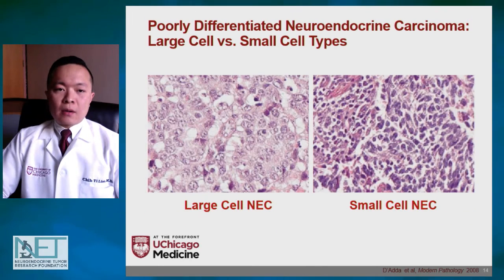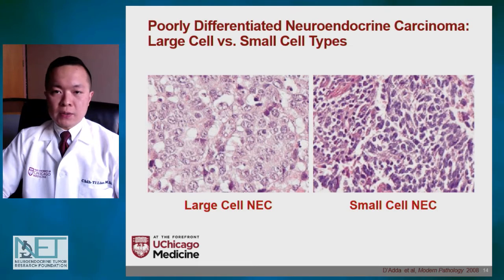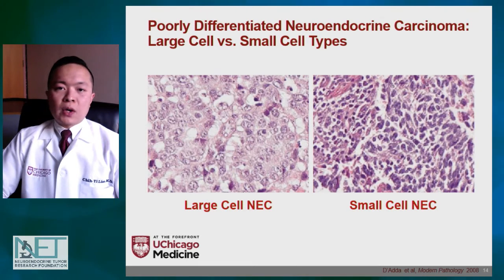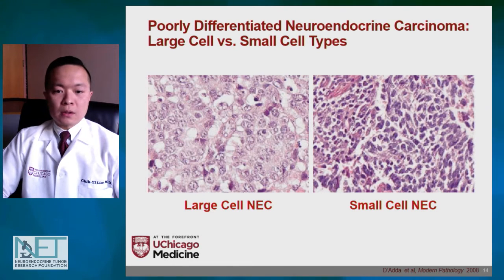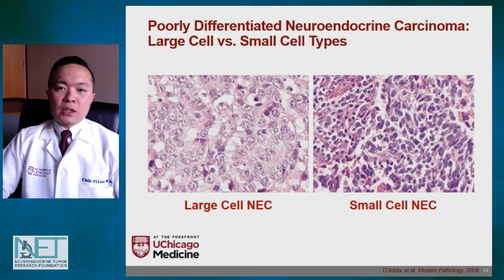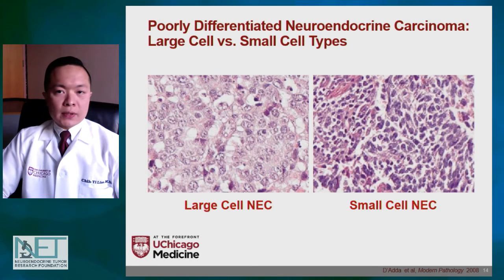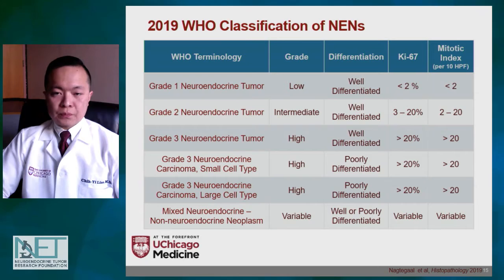And just a note about poorly differentiated neuroendocrine carcinoma. As you recall, in the classification system, we talk about large cell type versus small cell type. That really refers to how the cells look under the microscope. On the left-hand side, you see an example of a large cell neuroendocrine carcinoma where the cells look large. On the right-hand side, you see a picture of a small cell neuroendocrine carcinoma, which is comprised of these small cells. Not only are they morphologically different, but they also have different genomic characteristics and also different biology.